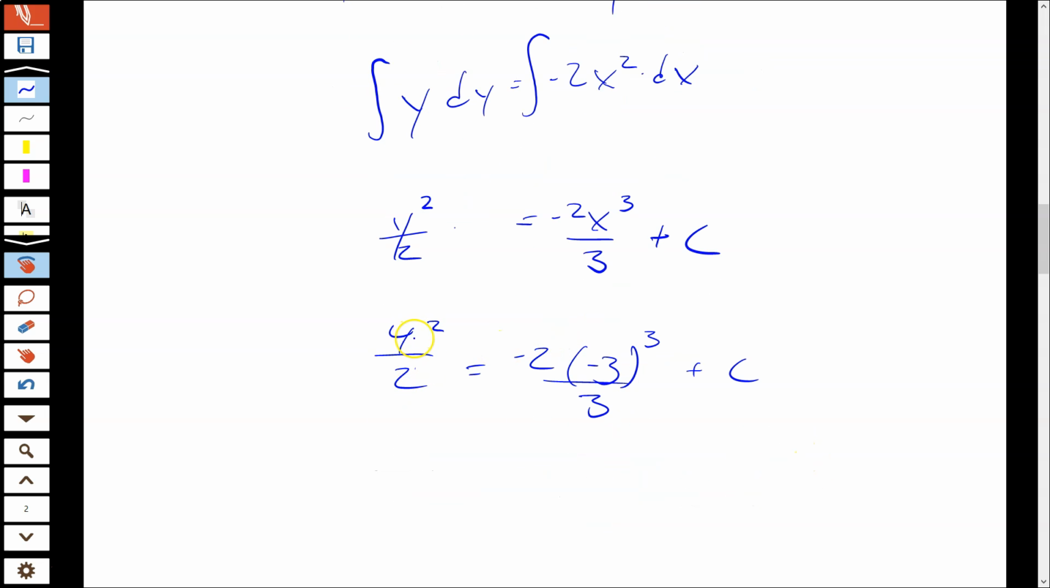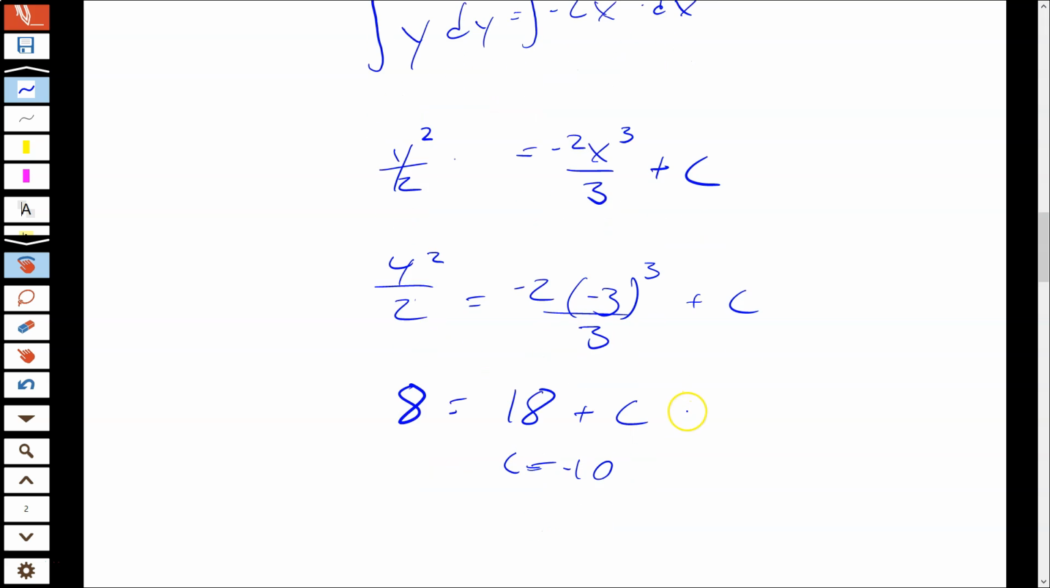And then I'm going to do that math here. So I get 16 over 2 is 8. And then what do I get here? Negative 27 over 3 is negative 9. And then negative 2 times negative 9 is 18 plus c. And you can do those steps in your calculator if you can't do them in your head. So this obviously gives me c equals negative 10.